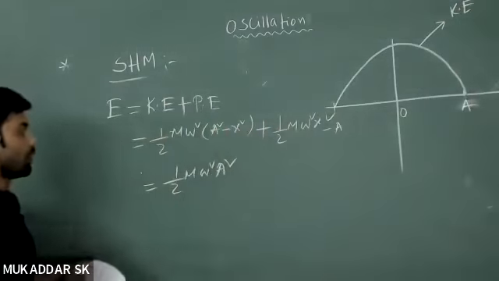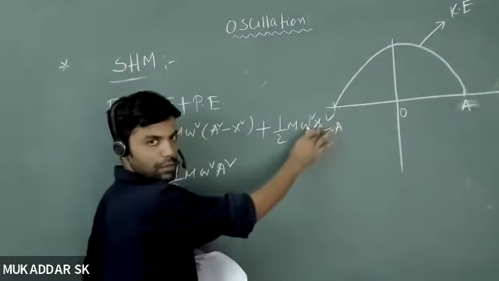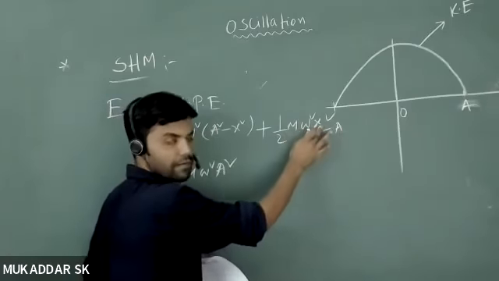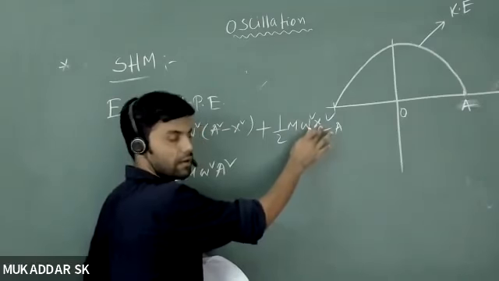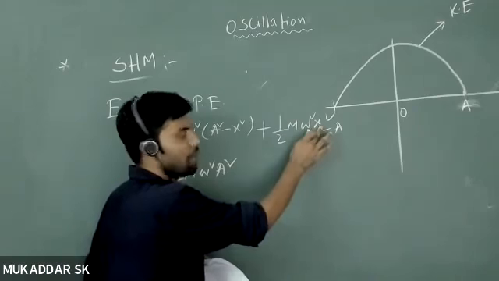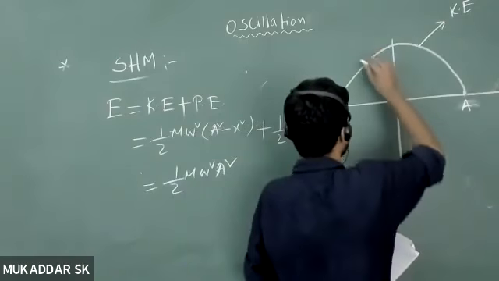And what about potential energy? So potential energy will be minimum at equilibrium position because this is half m omega square x square. So when x is 0, potential energy is 0. At extreme position, means x equals to plus minus a, at this position you will have maximum potential energy. So the potential energy curve will look like this.